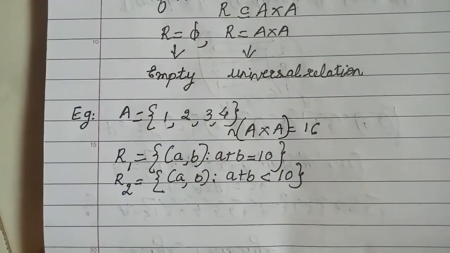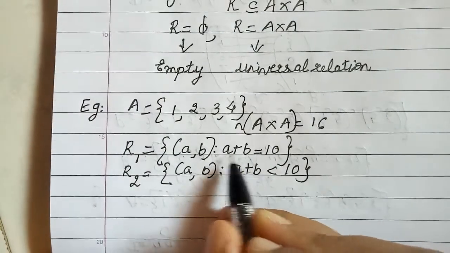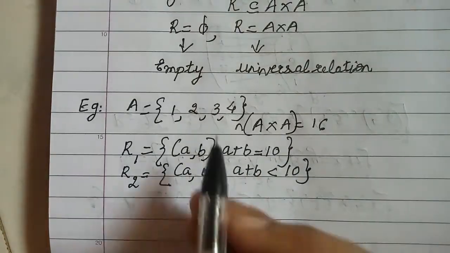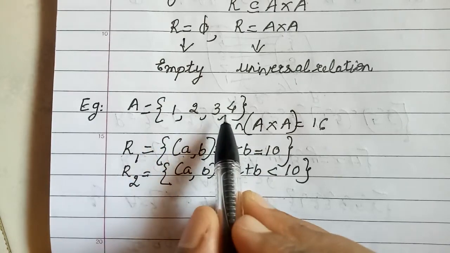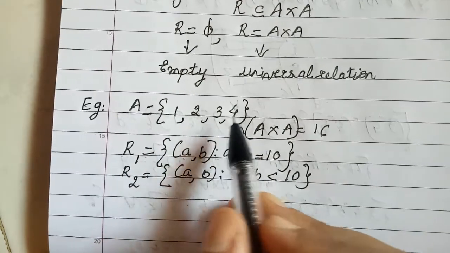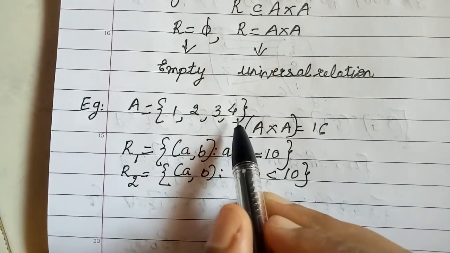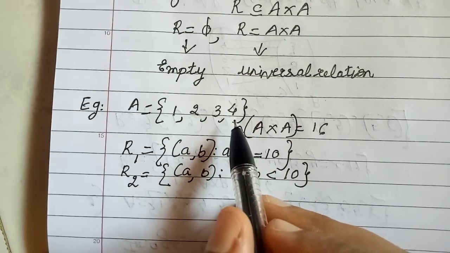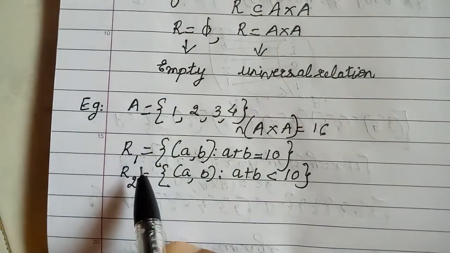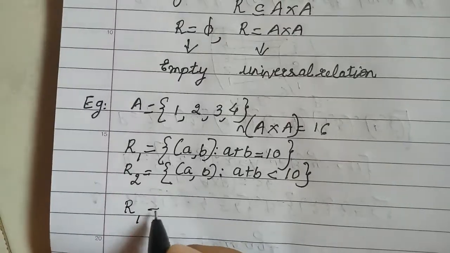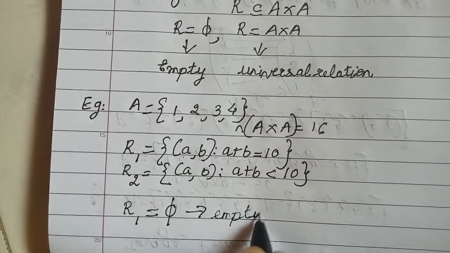But we are not interested in all the 16 elements. We are interested in all those elements where the sum of the two elements coming from A is 10. Children, very well in the set you can see that no two elements, if you add them, give a sum of 10. The maximum same element is (4, 4), and if you add 4 and 4, the sum is going to be 8, right? So in this set, if you take any two elements, the sum is not going to be 10. So your relation R1 will not have any elements. So relation R1 is equal to the empty set. This is called an empty relation.